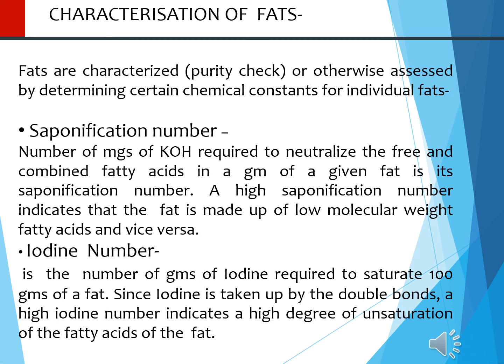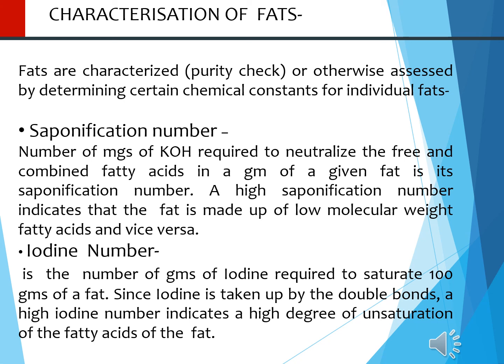Fats are characterized, or their purity may be checked or otherwise assessed, by determining their chemical constants for individual fats. First is saponification number. The number of milligrams of KOH required to neutralize the free and combined fatty acids in a gram of a given fat is its saponification number. A high saponification number indicates that the fat is made up of low molecular weight fatty acids and vice versa.